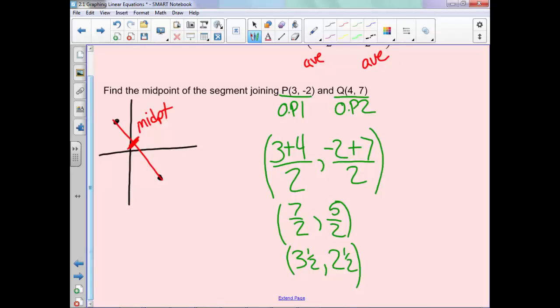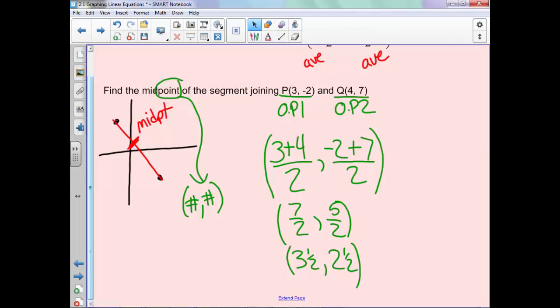That's fine. But one thing to point out, notice when you talk about midpoint, it's a point. So your end answer should always be written as an ordered pair. So you see the word point, you should have an ordered pair. And that is all for section 1.